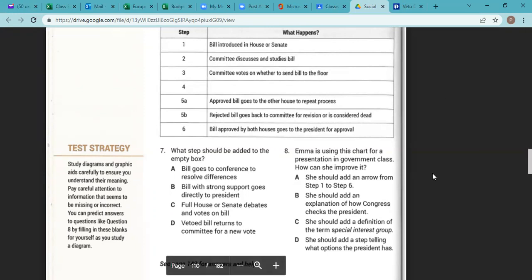All right, so your answer to number 8 should be D. It's that Emma should add a step telling what options the president has. So after step number 6, there should be another step, maybe a step 7 or a step 6A or 6B, whatever, stating that once it goes to the president's desk for approval, what options does the president have? Okay.